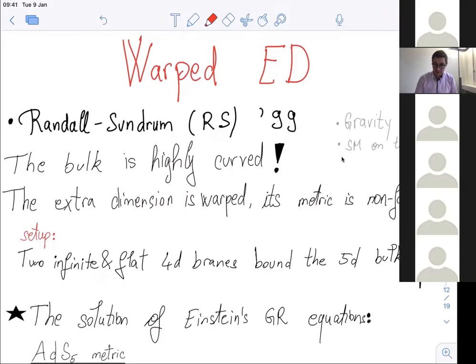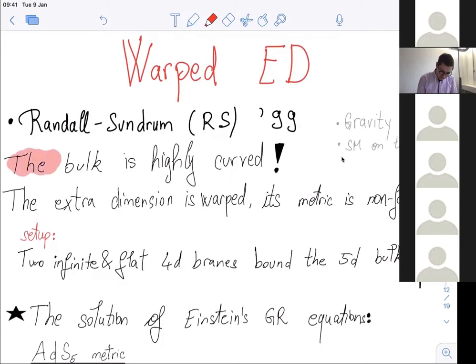So far we talked about flat extra dimensions. In particular, the large extra dimensional model, or ADD model, was one example of those. So the geometry of the space was flat. Now we will talk about other classes of these theories, where the space-time is highly curved. The metric is highly curved.